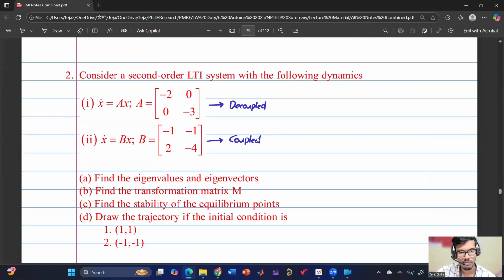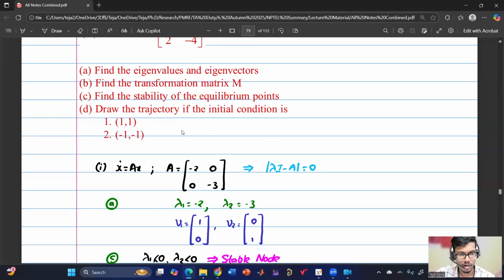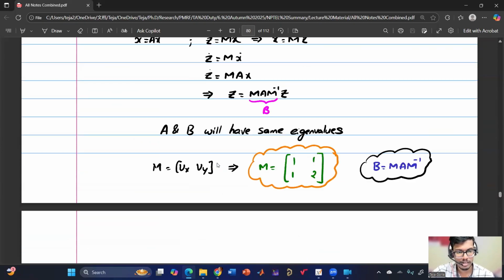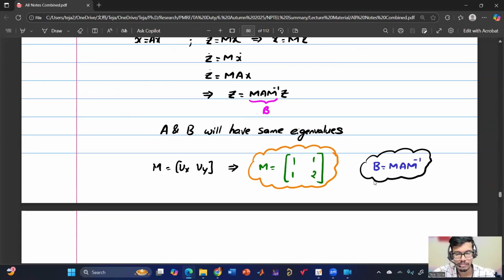So here we have considered one decoupled system as well as a coupled system, and we have solved for eigenvalues as well as eigenvectors and how to get the transformation matrix. So if two systems have the same eigenvalues, then using the transformation matrix M, we can get the A and B relation. So that transformation matrix also we have obtained, and we have seen that it can be obtained using this expression.